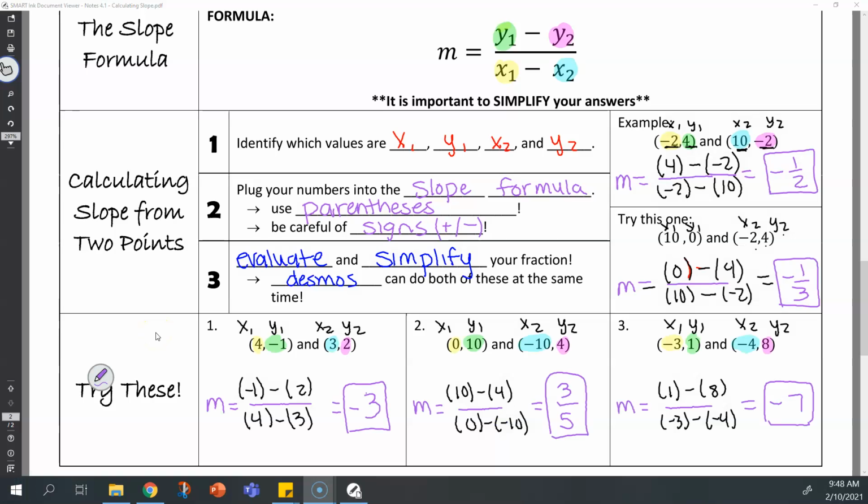All right, take just a moment to check your answers against my answers. Make sure that the numbers that you're plugging into your formula are correct. So remember, it should be y1 minus y2 on the top, x1 minus x2 on the bottom. And when you label your points, it should be x1, y1 on your first point and x2, y2 on your second point. Okay. If you have questions with this, make sure you write them down. We'll answer them during class.